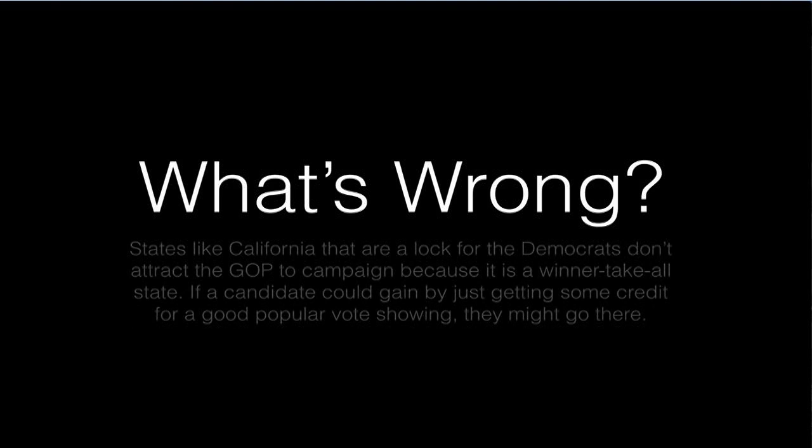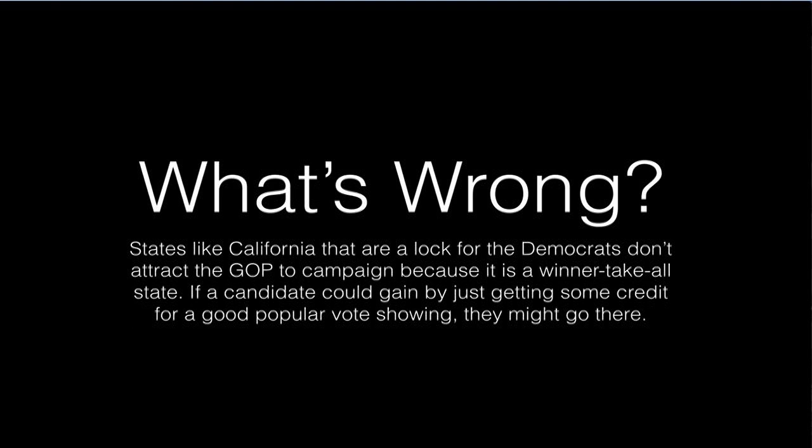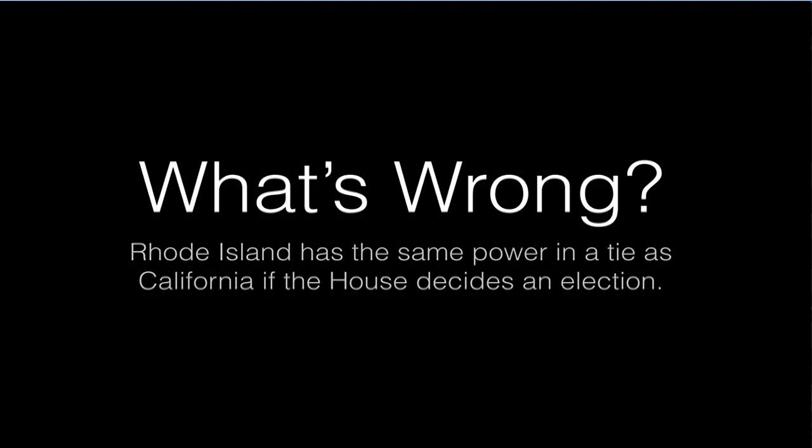What else is wrong? Well, states like California are a lock for the Democrats, and they don't attract the GOP, for example, to campaign because it's a winner-take-all state. But if a candidate could gain just by getting some credit for a good popular vote showing, they might go to those states. So what else is wrong with this system? It's pretty obvious. It's this. Rhode Island, for example, would have the same power in a tie as California if the House decided an election. Remember, each state delegation in the House would have one vote. So it doesn't matter how many people they represent, they're all equal if they had to settle a tie.